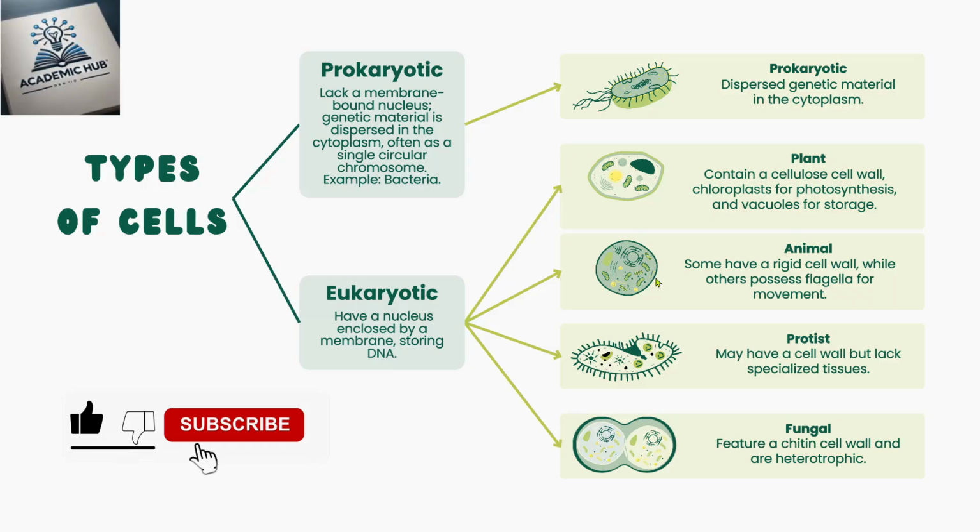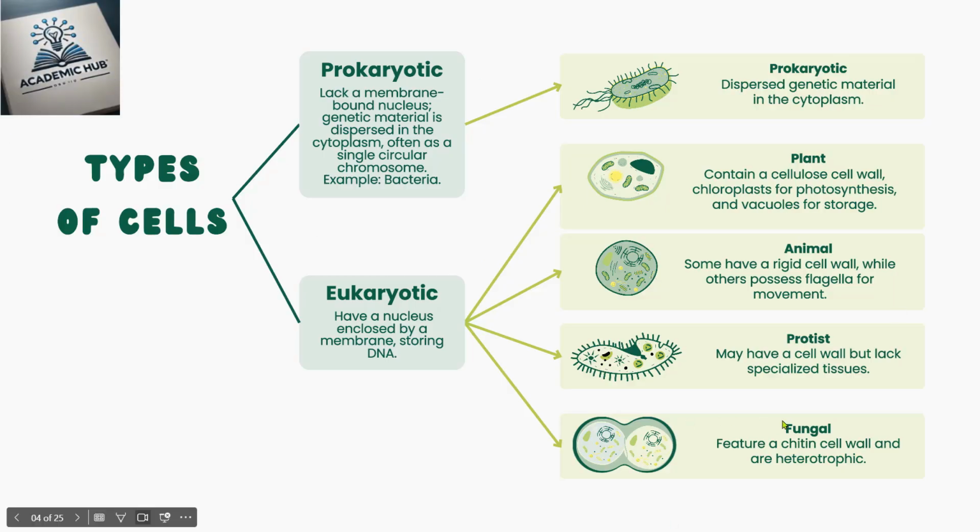Next is flagella and cilia. Some animal cells have flagella, a tail-like structure, or cilia, hair-like projections that help in movement. Specialized organelles: animal cells contain lysosomes for digestion of waste, mitochondria for energy production, and centrioles important for cell division. For example, sperm cells have a flagellum that helps them swim towards the egg for fertilization.